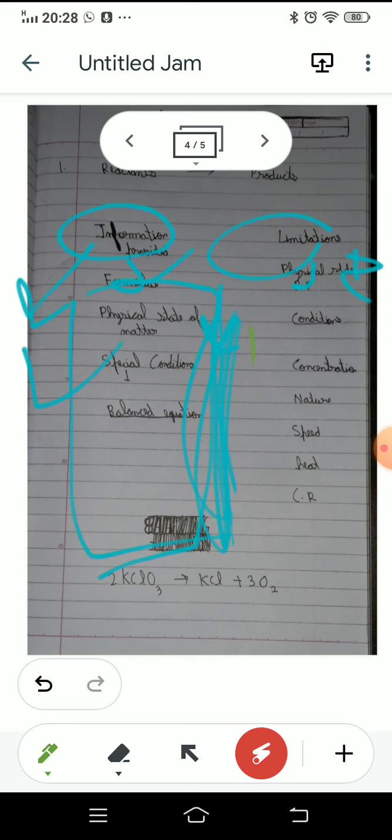So simply what will happen is that we will first write 2 over here. Now 2 K is there, so over here also we will write 2. So from this you can see that the complete equation is balanced. Now I will take you to the next frame.